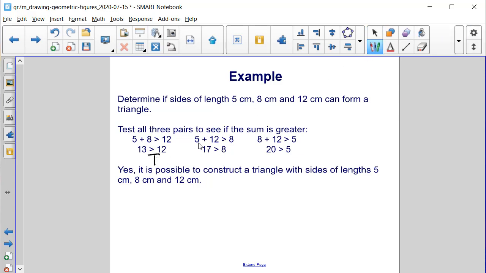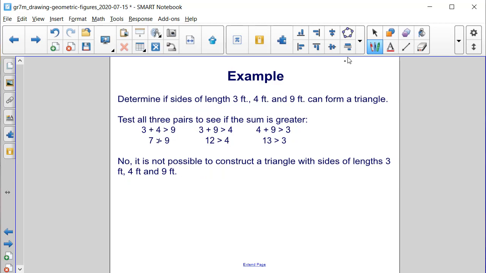Now if I try the second set, 5 and 12, so the first and the last, 5 plus 12 gives me 17, and that's also bigger than 8, so this is also true. And the last one that we're going to test out are the second and third sides, and if I add those up, I get 8 plus 12, which is 20, and 20 is bigger than 5, so that's also true. Therefore, yes, it is possible to construct a triangle with sides of length 5 centimeters, 8 centimeters, and 12 centimeters.